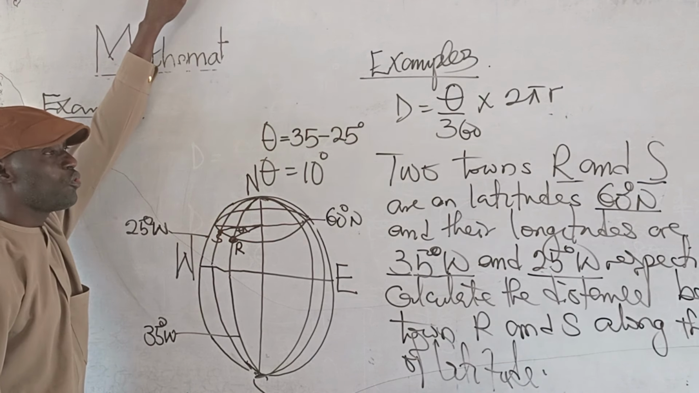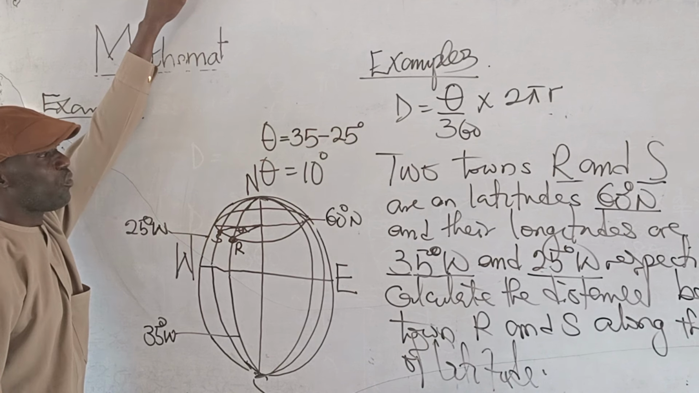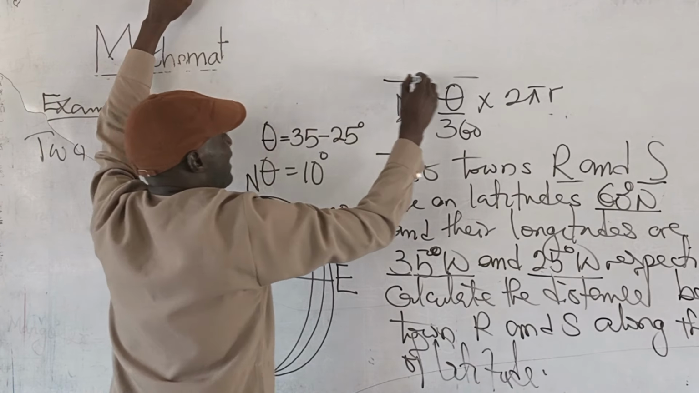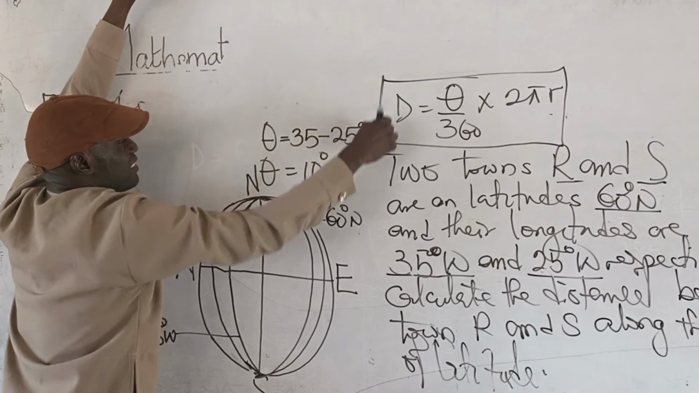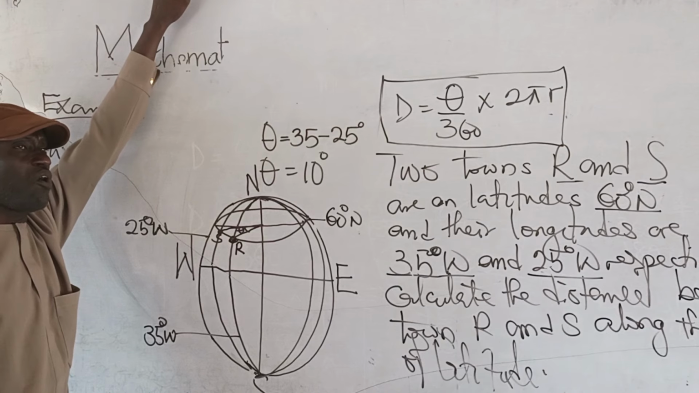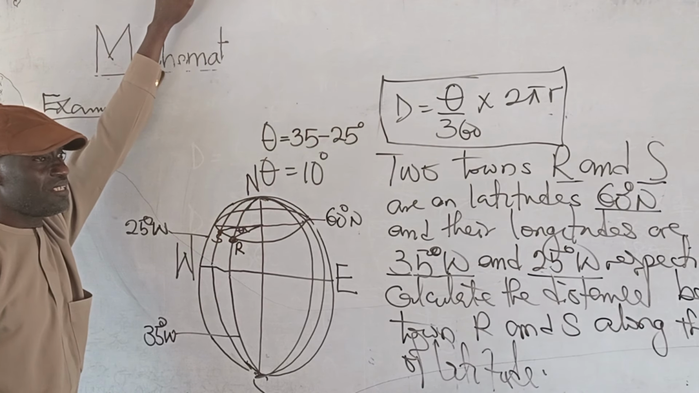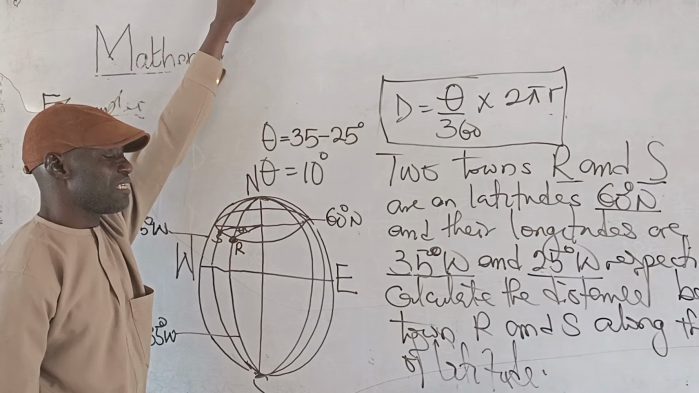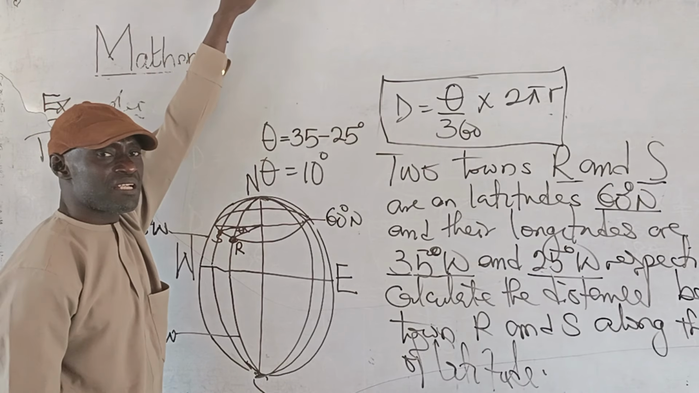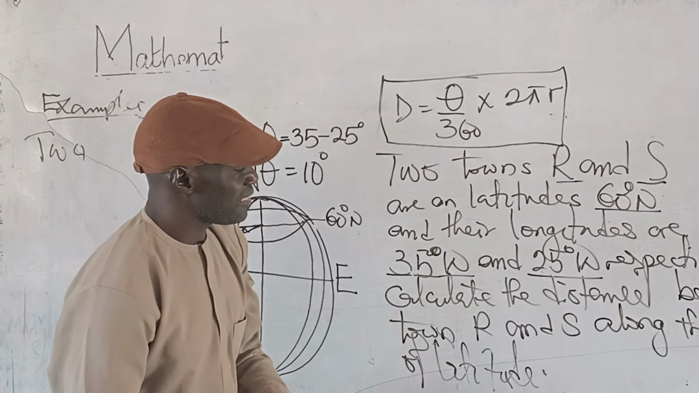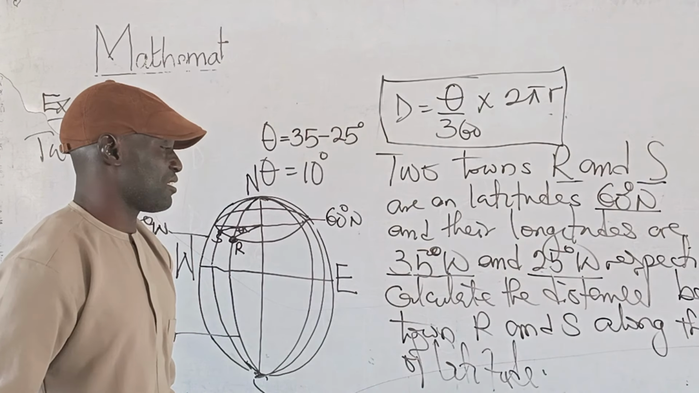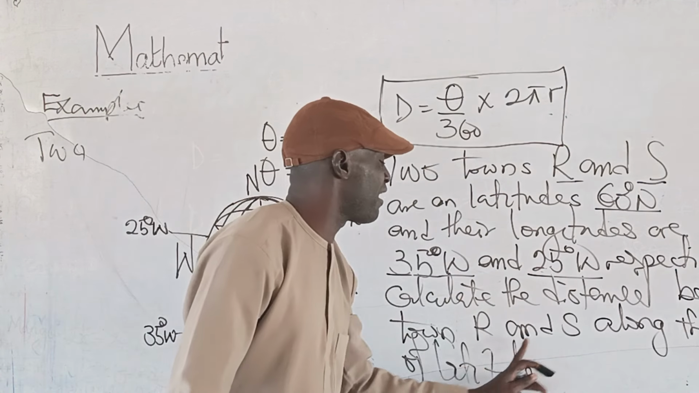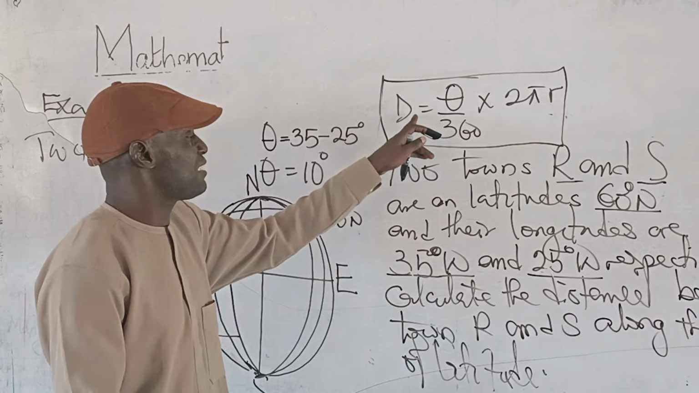So what to do is to simply work on the calculation, how to work it out. If you want to work it out, don't forget that I've given you the formula. The formula is this: theta over 360 times 2 pi small r. The reason why we are using this formula is that anytime they ask you to work out distance along the parallel of latitude, this question says find the distance between R and S along the parallel of latitude. You have to apply this.